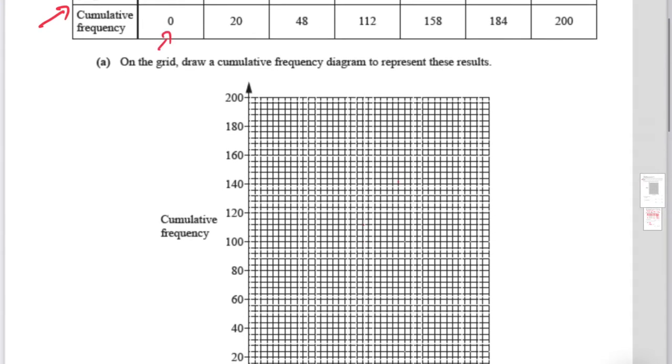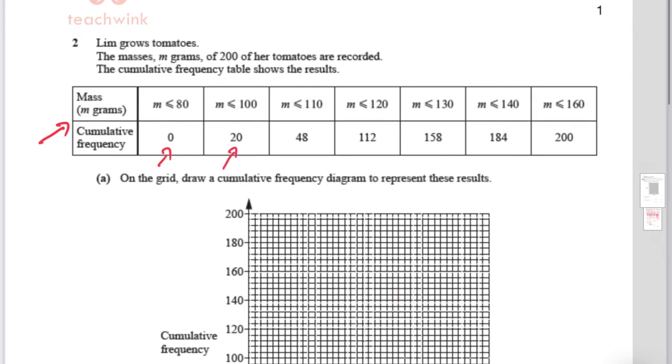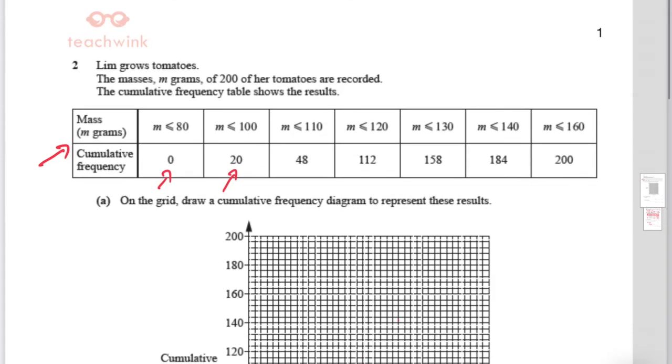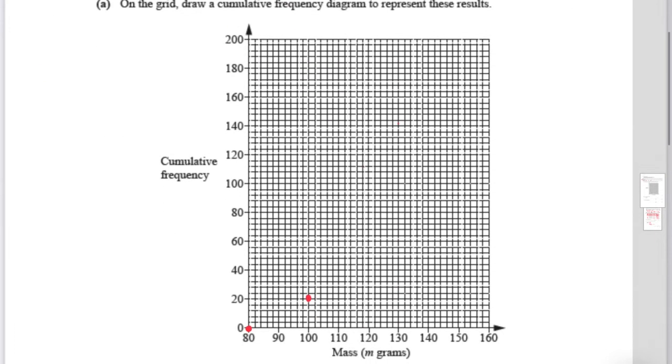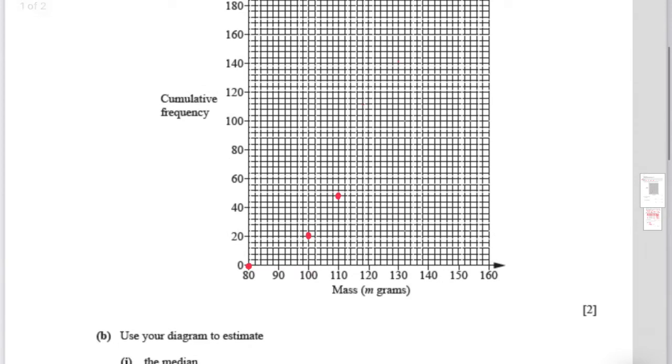Okay, so 80 and 0, so the point is going to be here. The next one is 120, so it is going to be right there. Okay, the next one is 110 and 48, so let's try our best to get the 48 right. 2, 4, 6, 8, right there. Okay, the next one is 120, 112, so 120 is there, and I go all the way up. Wait one second. 100, 2, 4, 6, 8, 10, 12. It is going to be there.